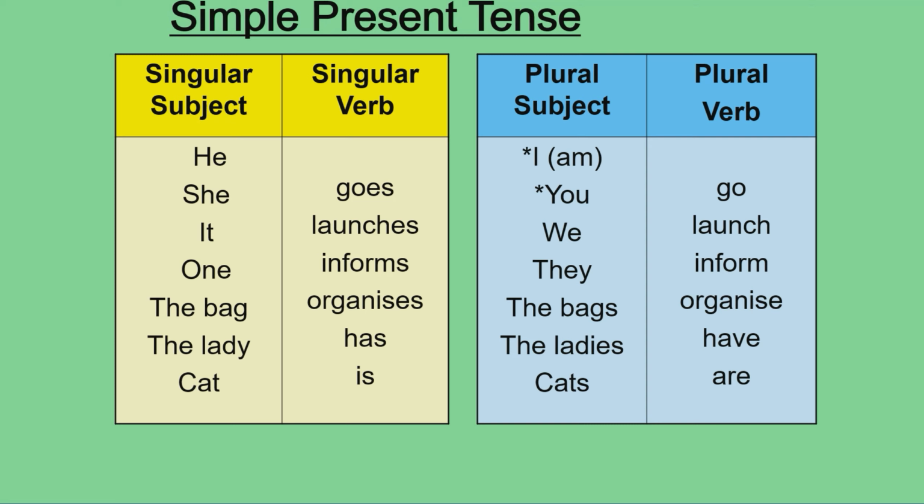Right, okay, and then when you take a look at the right hand side, another table, plural subject goes with a plural verb. I and you. Okay, take a look at are you. Exceptional. Okay, we, they, the boys, the bags, the ladies, cats, they are all considered as plural subject, and the plural subject goes with a plural verb, and the plural verb is the verb without the S. Okay, so normally you will say we go, they inform. Alright, okay, we have, and not we has.